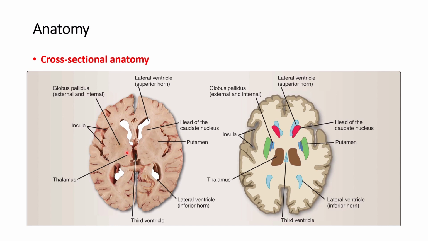Then medial to that, you have the thalamus in this area. This is the internal capsule and the thalamus, and the internal capsule is separating the lentiform nucleus from the thalamus. Here is the third ventricle that separates the two thalami on each side.